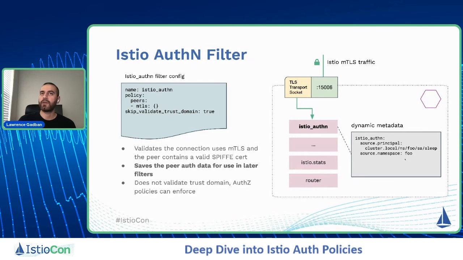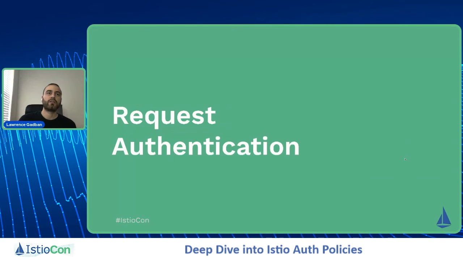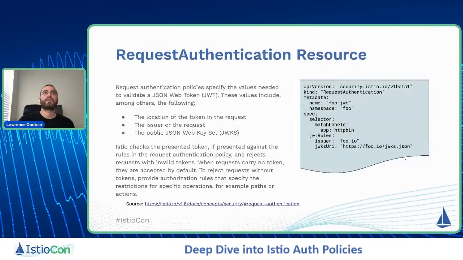So that's kind of it for the peer authentication piece. Let's take a look at request authentication. And so now we have a request authentication resource for that. So this is really all about authenticating the actual individual requests. And right now, the main way that you do that is with a JSON Web Token or a JWT.